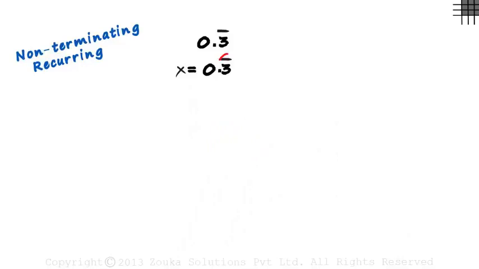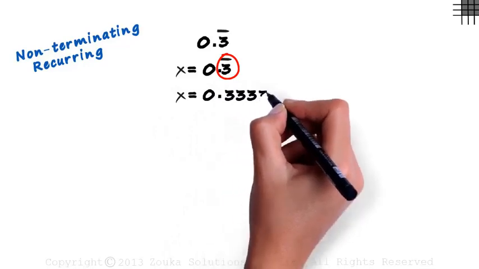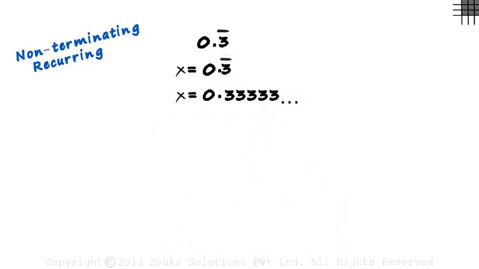A bar over 3 means x equals 0.3333 and so on. Let this be our first equation. There's only one way in which we can convert this into a fraction. It's by eliminating the recurring decimal, eliminating this 3333 and so on. How do we eliminate it? Here's the most important step.